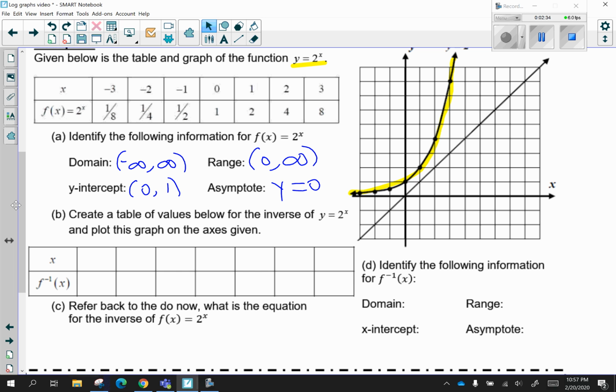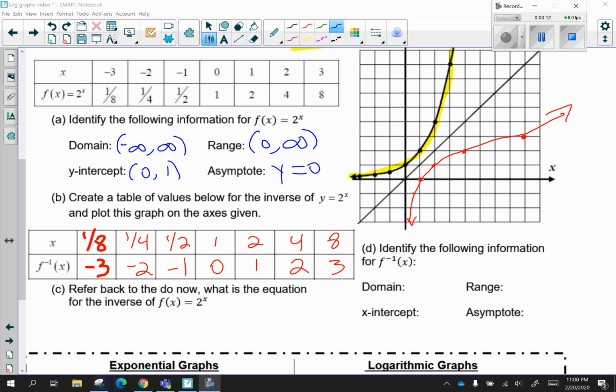Now, create a table of values below for the inverse of y equals 2 to the x, and plot this graph on the axes given. Remember, all you need to do is switch your x and y values. So for example, over here we have x is negative 3 and f of x is 1 over 8, so we'll switch. This will be 1 over 8 and this will be negative 3. Continue to fill out this table and then plot your points to see what the inverse looks like.